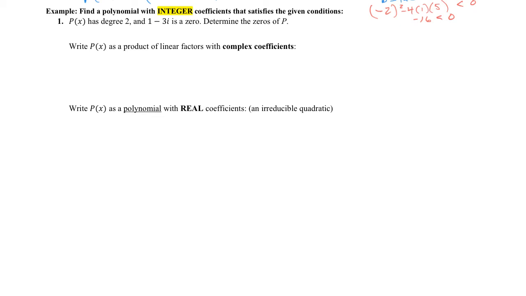Okay, so I'd like for you to try the next one, you're on your own. Again, you're going to find a polynomial with integer coefficients, so no fractions, that satisfies the following conditions. It has a degree of 2, and 1 minus 3i is a 0. You're going to find all the zeros of the polynomial, and then write it as a product of linear factors with complex coefficients, which means all the factors are degree 1, and it's okay if you have imaginary numbers. And then for the second part, you're going to write it as a polynomial with real coefficients, so no imaginary numbers, and it can be written as an irreducible quadratic. So take a shot at that and then come back and check your work.